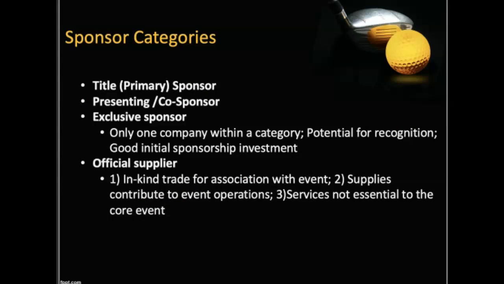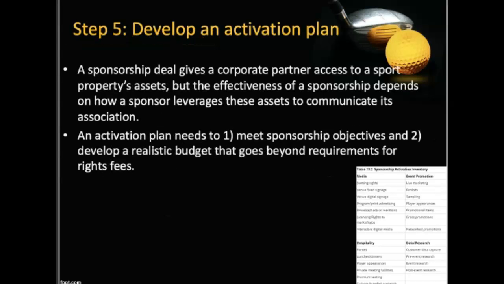sponsorship categories. And the next step is we have to develop an activation plan. We talk not just about having sponsorships, it's also about activating the sponsorships, which means we try to market the relationship or the linkage between the sponsor and sponsee. A sponsorship deal normally gives a corporate partner access to a sports property asset, but whether the sponsorship will be effective completely depends on how you leverage this asset to communicate with these associations, right?